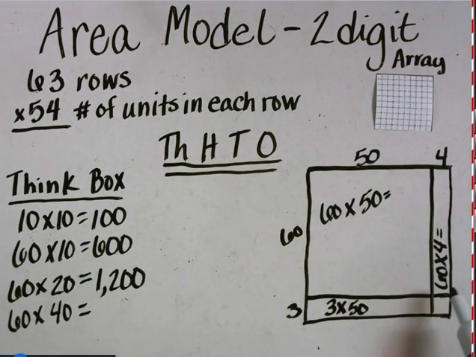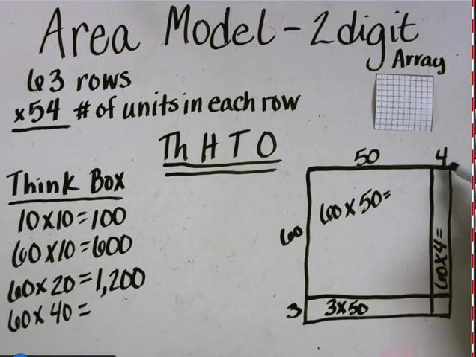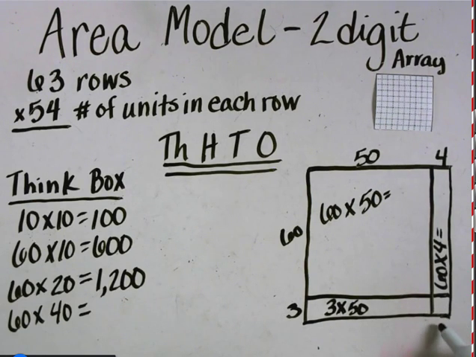Then we have this small box here in the corner that we have to write a multiplication sentence for. Again, there are still 3 rows. I know that because I've labeled this part of the box as 3 rows. And there are 4 in each row. I know that because this part of the box is labeled 4 in each row. So I'm going to label this one as a 3 by 4. 3 times 4.